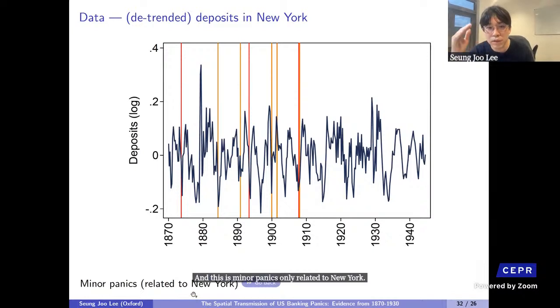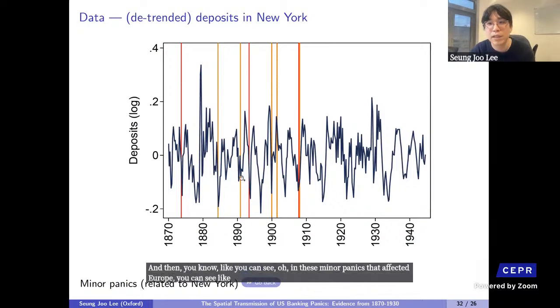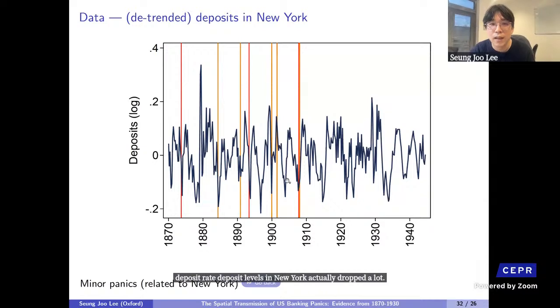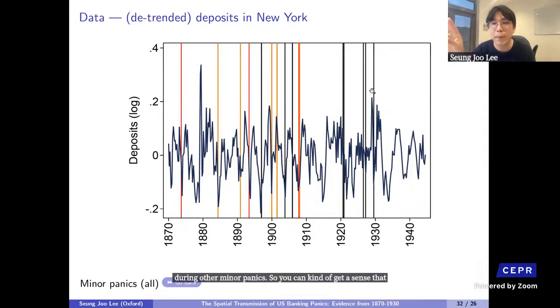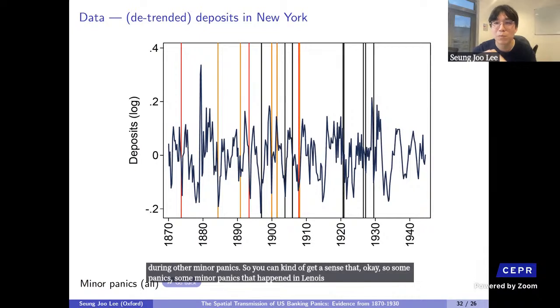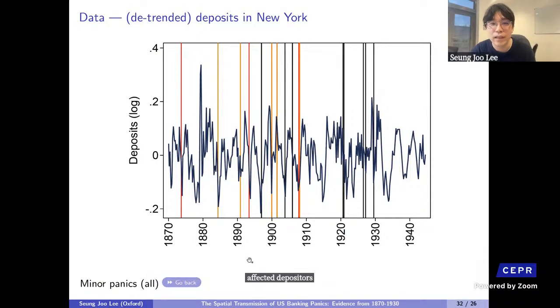There are a bunch of different minor panics which are not related to New York. You can see that in these minor panics that affected New York, deposit levels in New York dropped a lot. And this black line is minor panics that did not affect New York. And still, you can see that the New York deposit level dropped a lot during other minor panics. So you can get a sense that some minor panics that happened in Illinois affected depositors in New York, right? But this is just suggestive, so we have to be more precise about this effect.